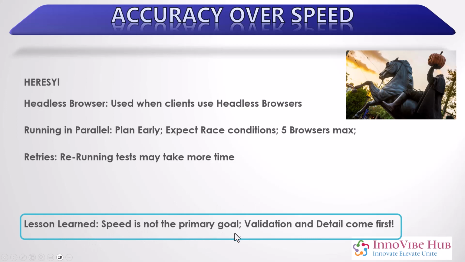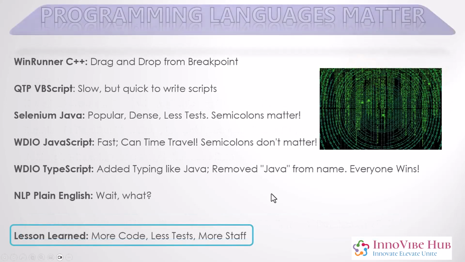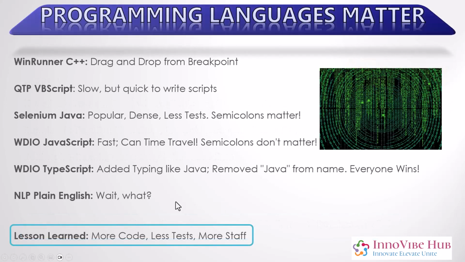Speed is not our primary goal, regardless of whoever says it. Your primary goal is validation and detail. Make sure that you can validate what you see, you can get end-to-end, and you can verify the company can make a sale with a credit card, rather than, hey, can we log in with only 2 credentials and run 25 test cases at the same time? It's not going to work.